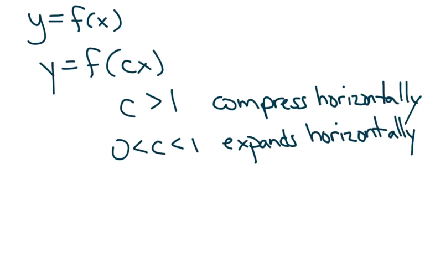The last kind of transformation we're going to talk about is what happens when you multiply the input rather than the output by a number. So if you have a number being multiplied by the input, you're going to see it inside a set of parentheses or inside a set of absolute value bars. If that number you multiply the input by is greater than 1, we say that it compresses horizontally. And if it's between 0 and 1, we say that it expands horizontally.